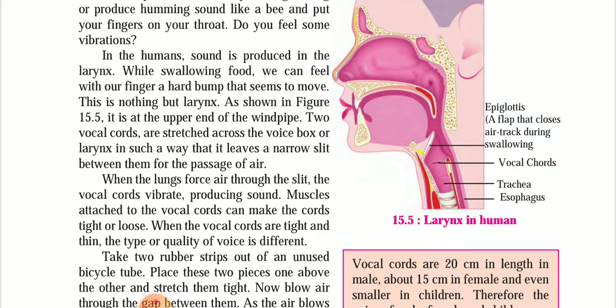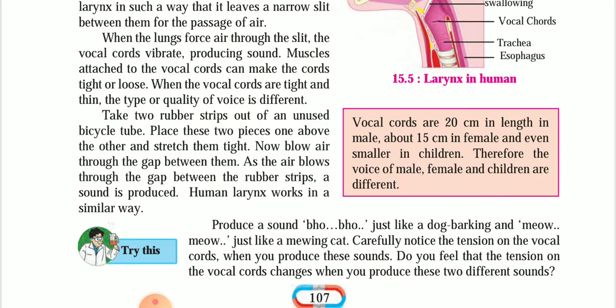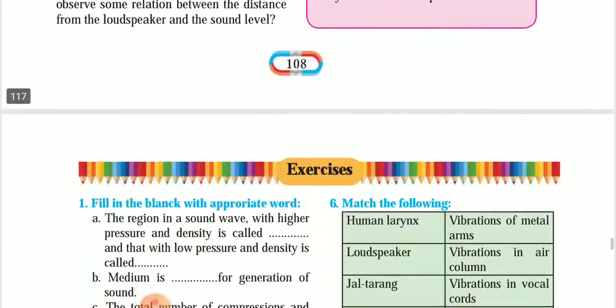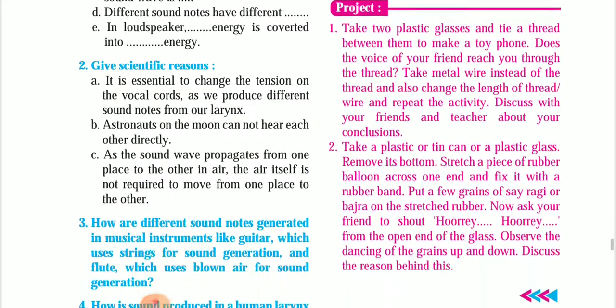It helps the passage of air to go and come in, like your fluid. In the same way, the muscles are attached to the vocal cords and can make the cords tight or loose. When the cords are tight and thin, the type or quality of voice is different. Same way like your rubber strips. We will study this afterwards. In this, what you have to answer is from give reason. Study the 3 give reasons.